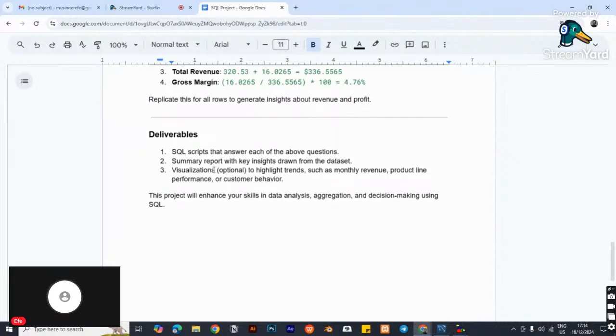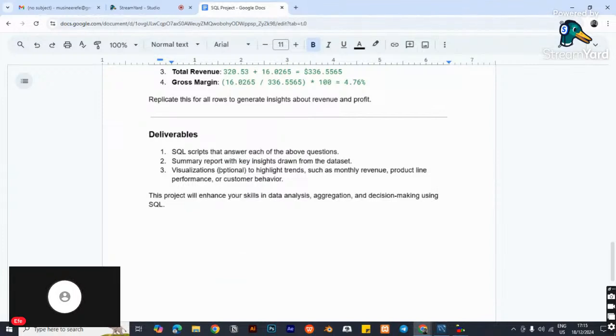So what are the deliverables? A SQL script that answers each of the above questions, a summary report with key insights drawn from your data set, and visualizations to highlight trends. Like someone asked earlier in one of our classes, what's SQL all about? You can see SQL helps you carry out analysis on your data. You can still carry out analysis using Excel, using Python, using Power BI, but SQL is core for analysis.